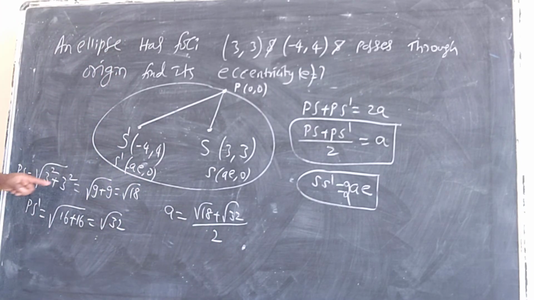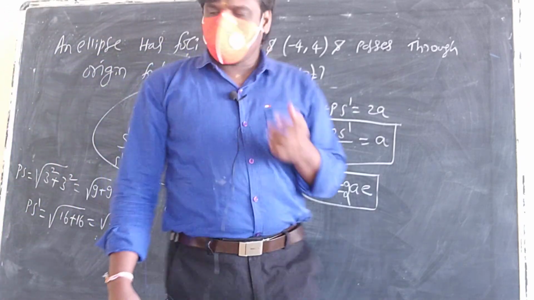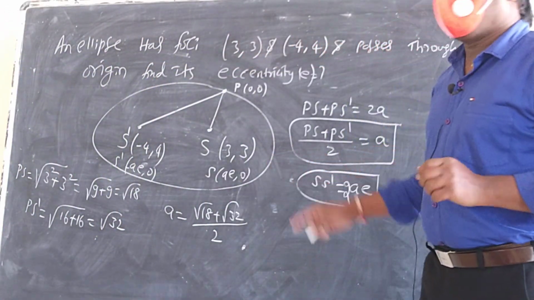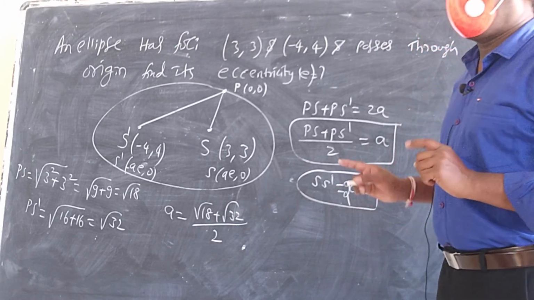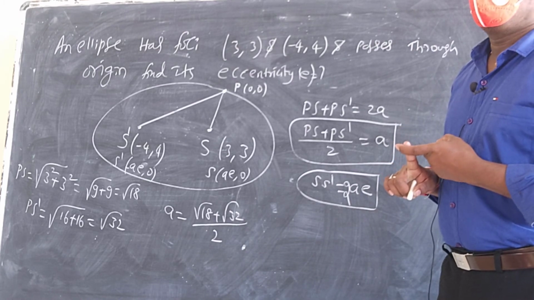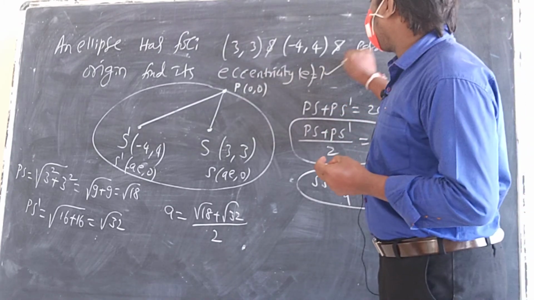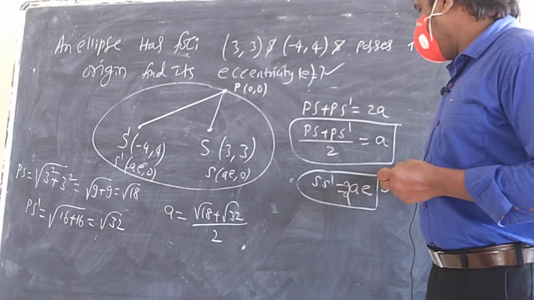Correct? So here the A value is this. Now the 2AE value: the E value is what we are asked to find, the eccentricity. So you have to find the eccentricity.